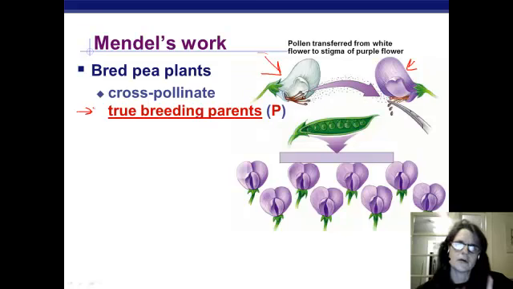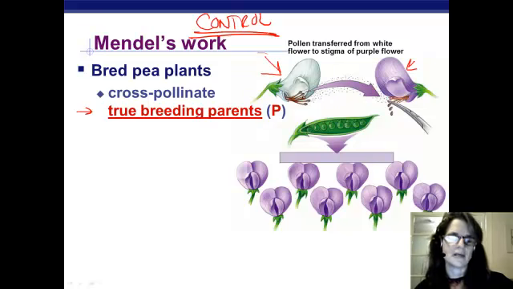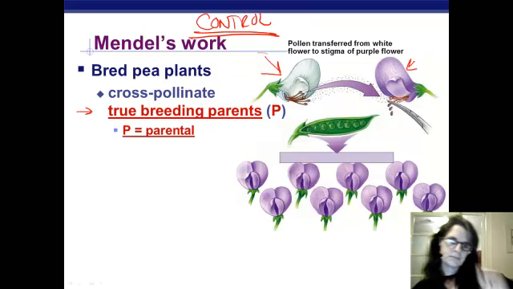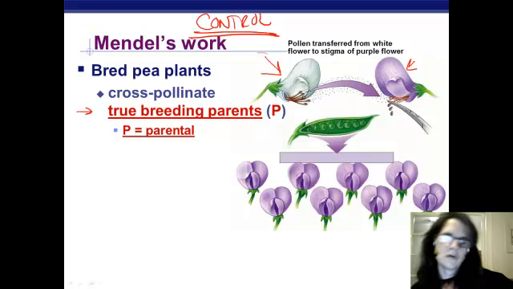Why was this so important? Because it gave him control. It controlled his experiment. He wasn't going to have weird other color variations popping up in offspring that weren't a direct result of a cross that he was going to intentionally make. So these pure, true breeding parents, he would call his P or parental generation. He would cross them.